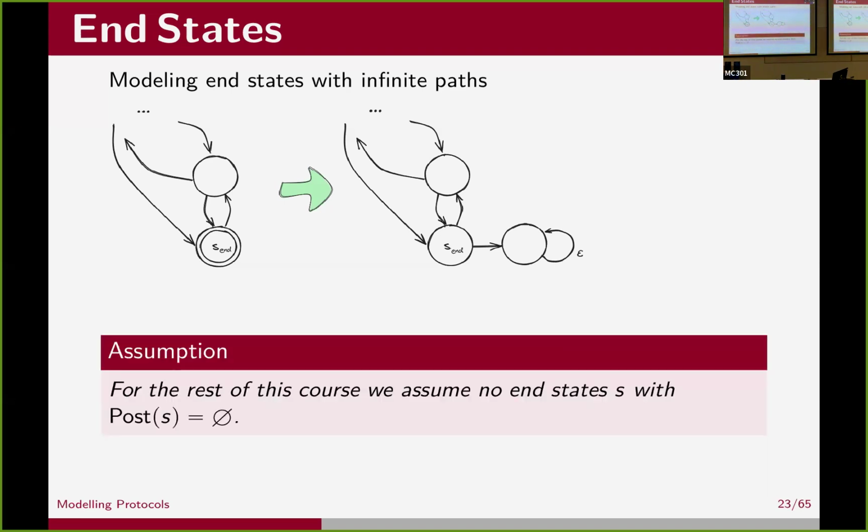So for the rest of this course, I'm going to assume that this thing will never happen, or the one in the slide before where I didn't have this. So there's always going to be successors for the transition system. So our paths will always be infinite. Maximal paths are always going to be infinite.